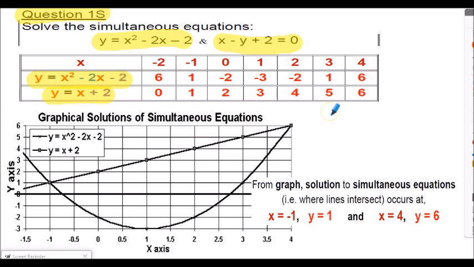Again, from estimating the range of x, I've used negative 2 to positive 4 in increments of 1. And I've calculated the y values from the equations. Plotting the graph, we find there are two solutions, one here and one here. And simply reading off the graph, the first solution occurs at x is equal to 4 and y is equal to 6. So that's my solution here. And my second solution is over here. X is equal to negative 1 and y is equal to positive 1.